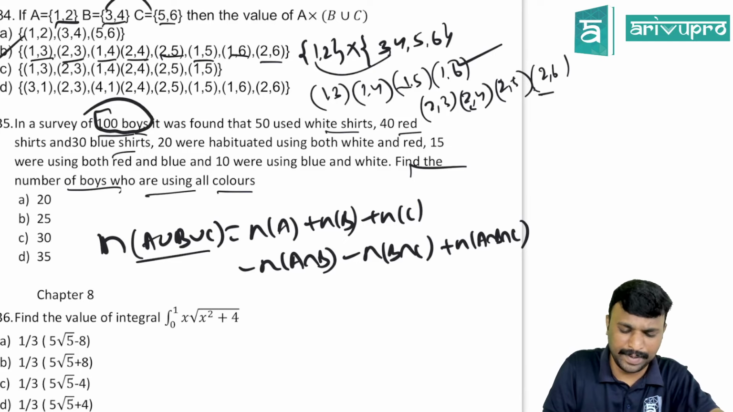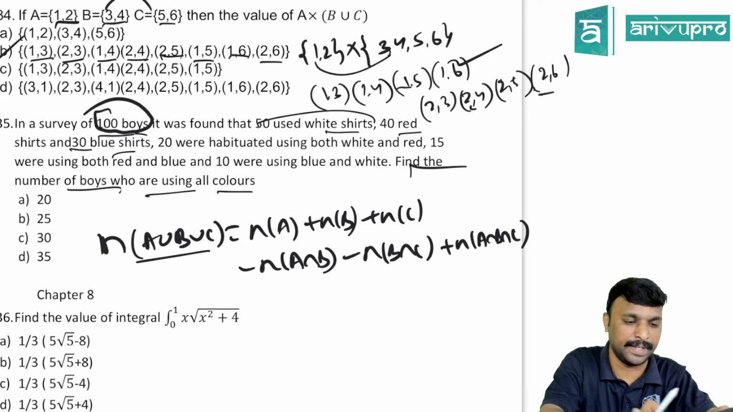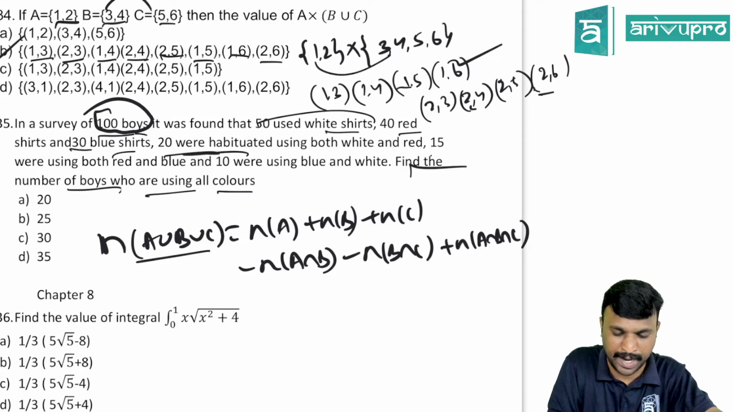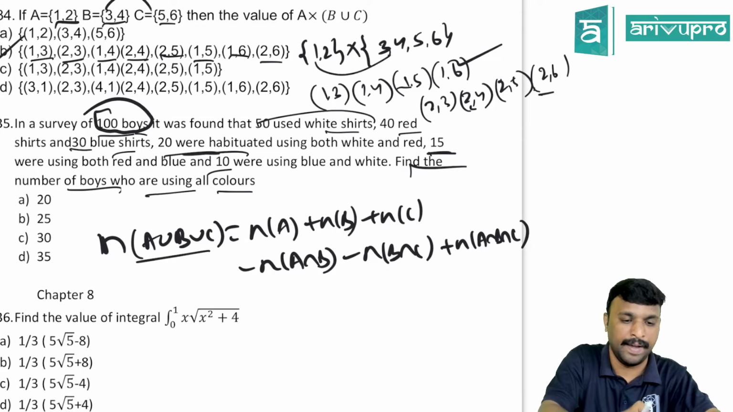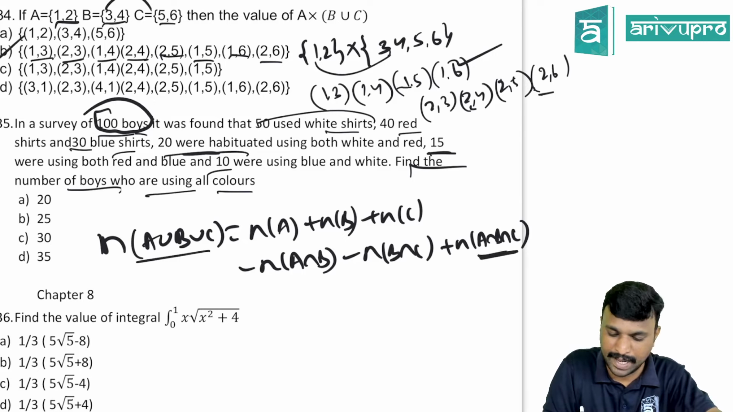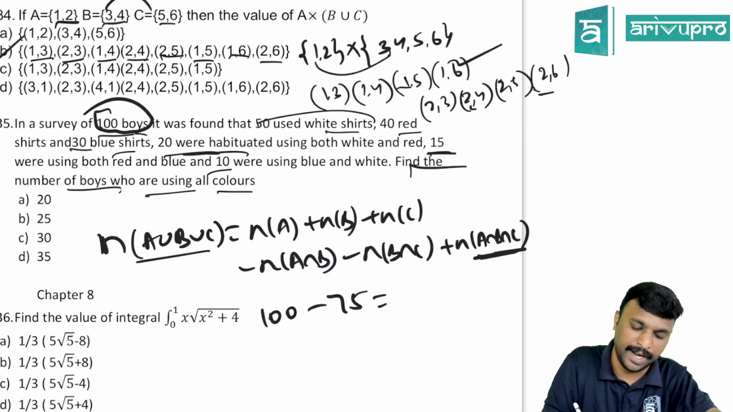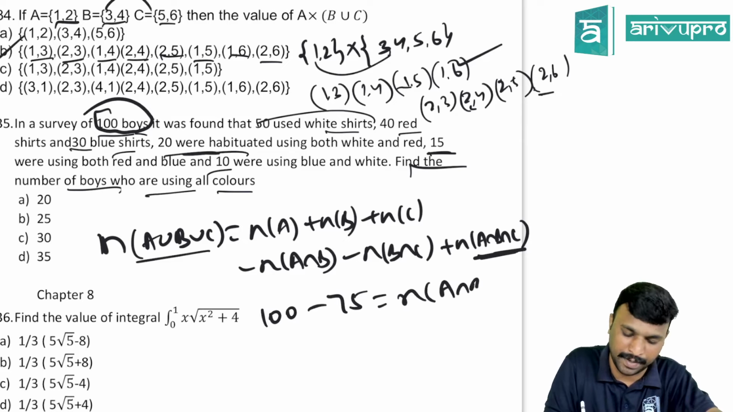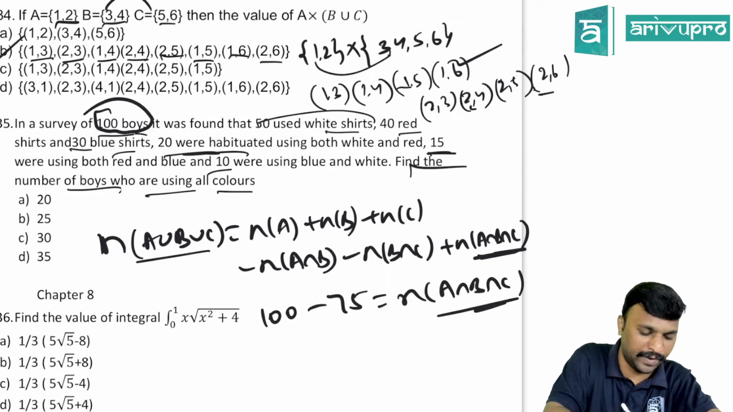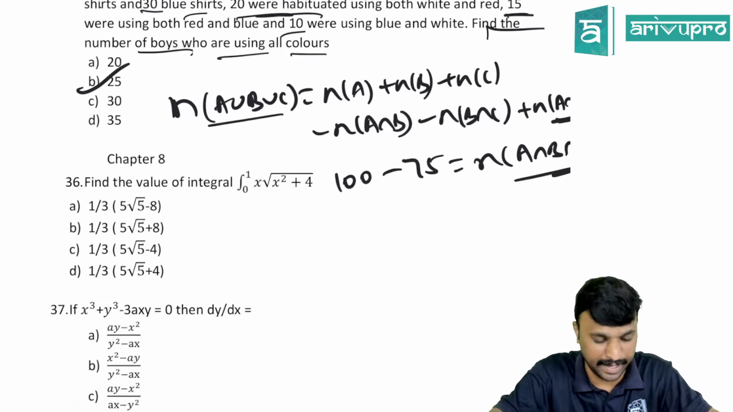Guys, N of A plus N of B plus N of C, 50 plus 40 plus 30, and intersection of two things have to be subtracted, that is 20, 15 and 10. Minus 20 minus 15 minus 10. Okay, so you get 75. So except this last term, take the 75 on the left hand side. So 100 minus 75 is 25. So N of A intersection B intersection C is 25. So option B is the right answer.